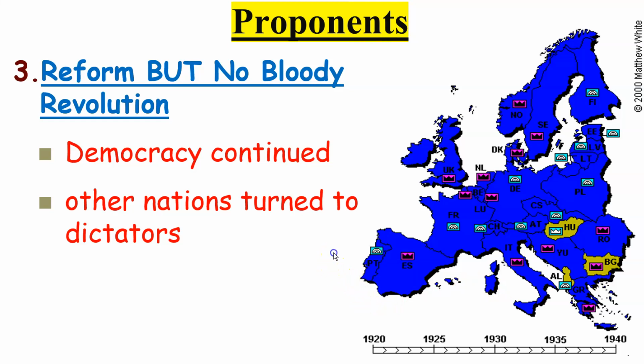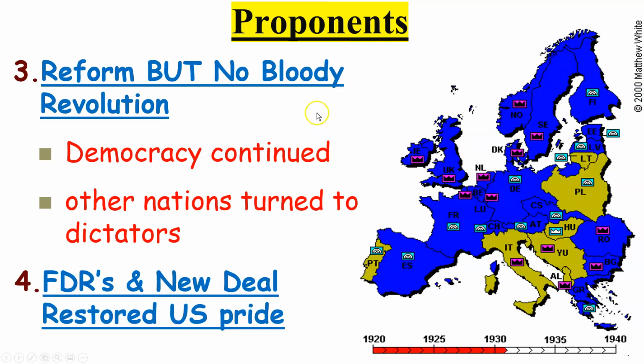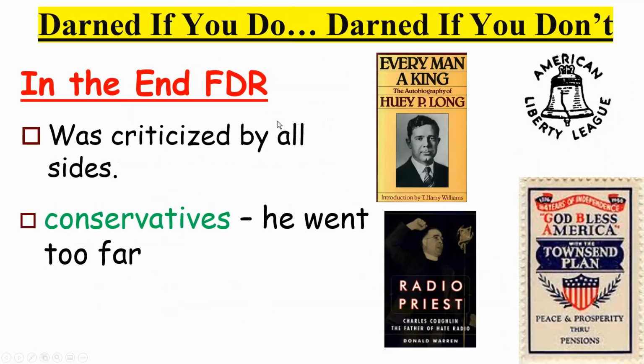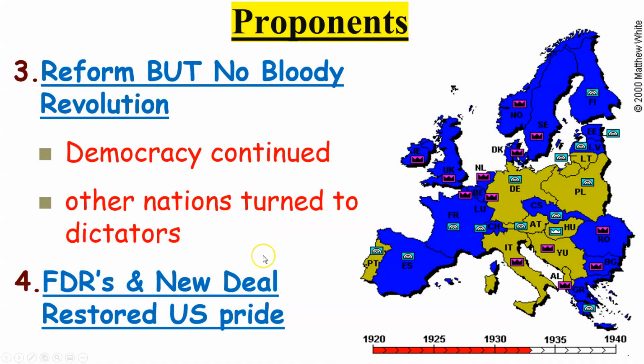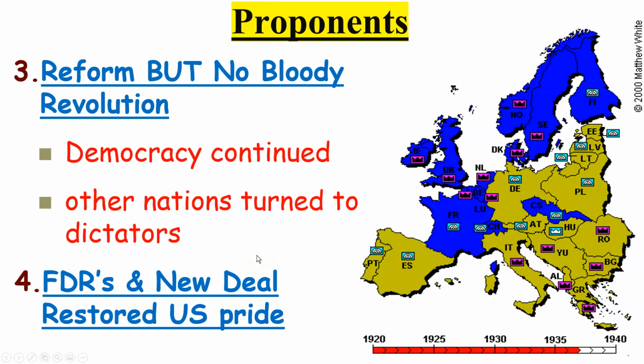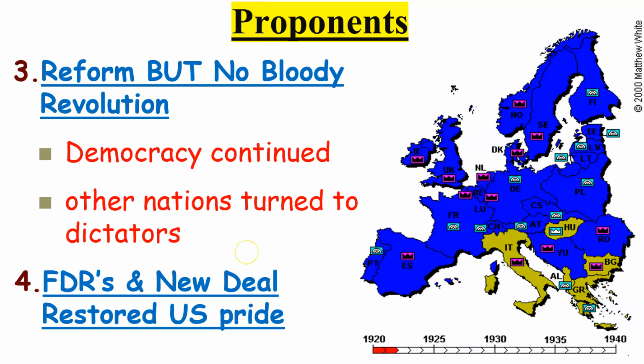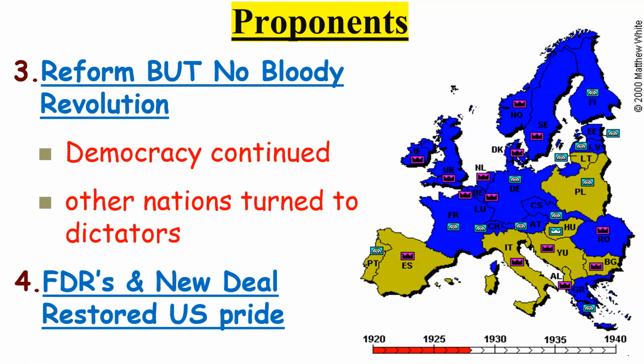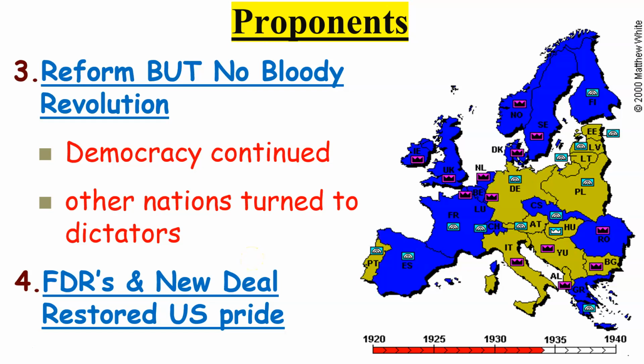In other parts of the world, Europe and in Asia, Japan, they turned to dictators. They turned to totalitarian systems of government, right? And this was the trend in the time period. FDR's New Deal also restored U.S. pride. It did put people to work. It got people moving. And with movement and doing things, there was a more positive mood and outlook and improved psychology in the country because of all that.